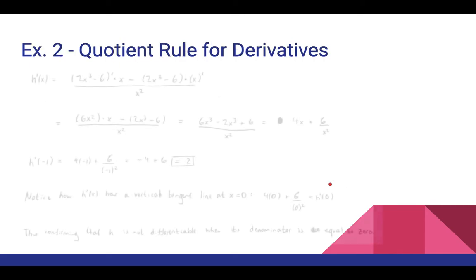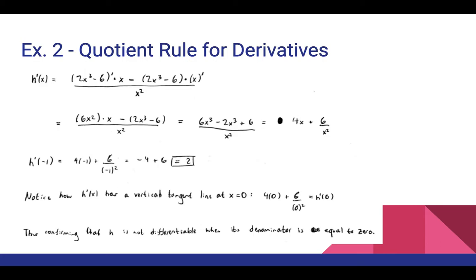So example 2, quotient rule for derivatives. I did not copy and paste this into here, oops. So this is f and this is g, so our function is 2x cubed minus 6 divided by x. So we want to find the derivative of this function here. So 2x cubed minus 6 is our numerator and x is our denominator. So we start off with the derivative of our numerator times our denominator minus the numerator times the derivative of the denominator, divided by the denominator x squared.